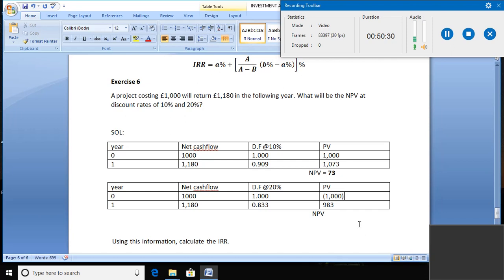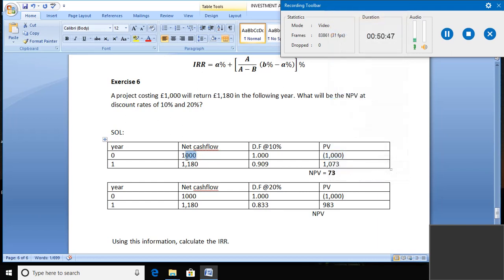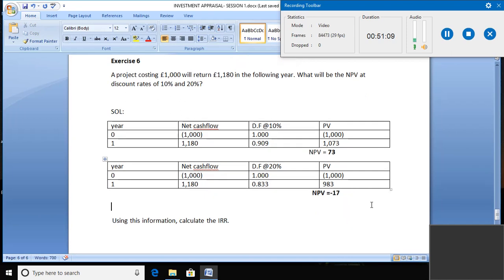This is the negative, it's a cash outflow, so always remember to do that so that you are reminded this is cash outflow. Put it in brackets like that to differentiate it from the cash inflows. So how much will be the NPV here? It will be a negative 17. So 20% gives us the negative NPV. 10% gave us a positive NPV.